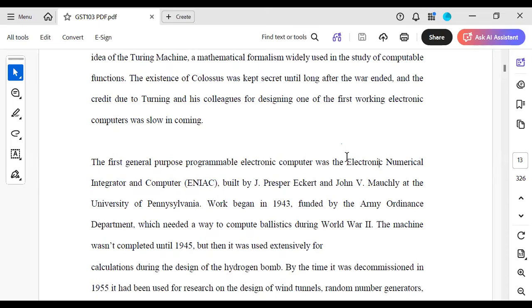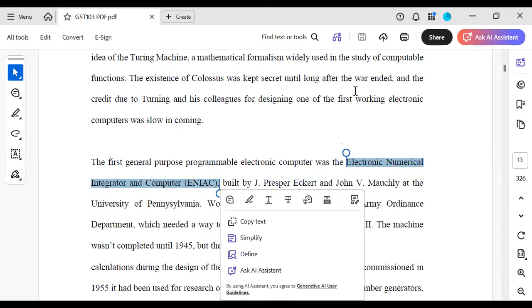So let everybody say it together, like 3 times. Electronic Numerical Integrator and Computer. One more time. Electronic Numerical Integrator and Computer. Let's say it the last time. Electronic Numerical Integrator and Computer.